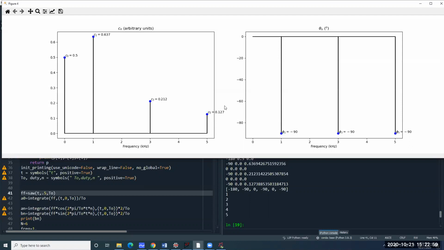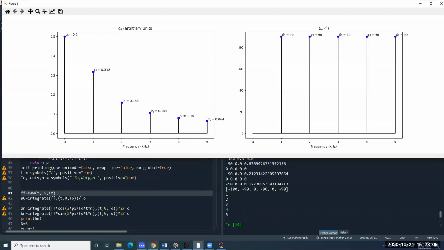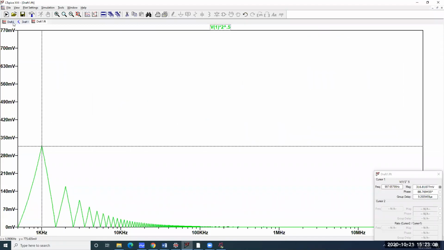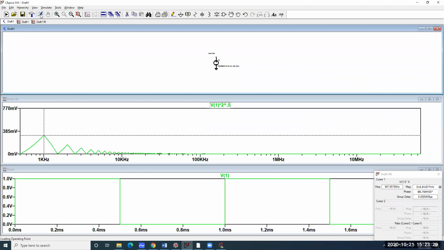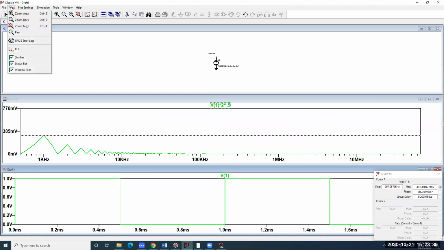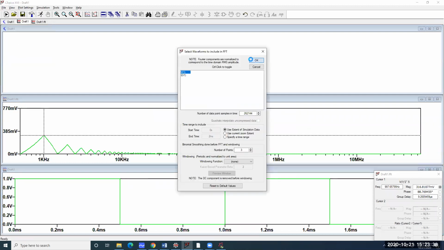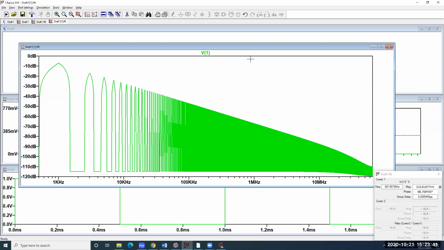All right. Let's see how this stacks up to LTspice. So I want to do a 50% duty cycle. I'll keep the rise times very small. I'll be on for 0.5 of a milli, period of a milli. I'll simulate a few periods. And it doesn't look anything like it.